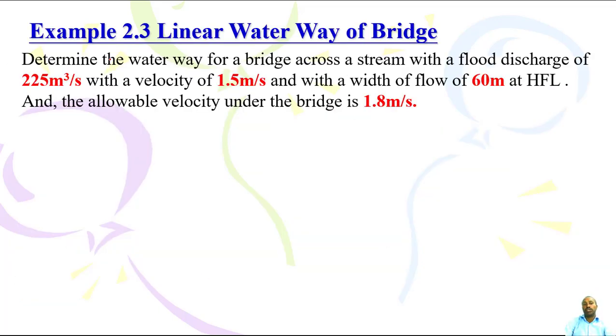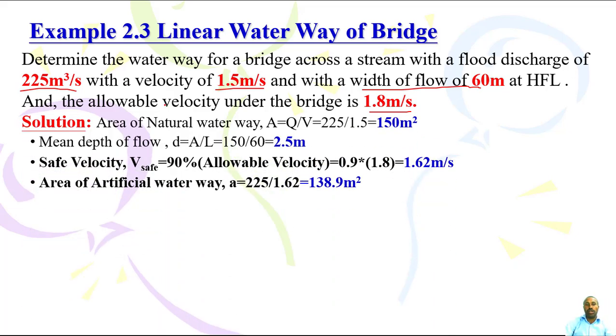And the other example is linear waterway for a bridge. Determine the waterway of a bridge across a stream with a flood discharge of 225 meter cube per second. You have flood discharge and velocity is 1.5 meter per second, and with width of flow at HFL average 60 meter, and allowable velocity under the bridge is 1.8 meter per second.